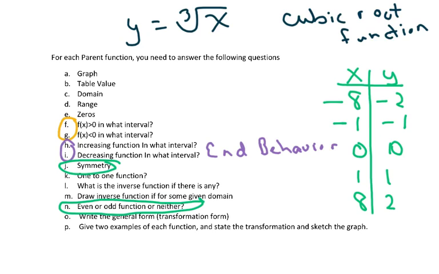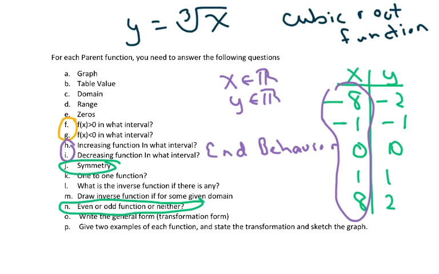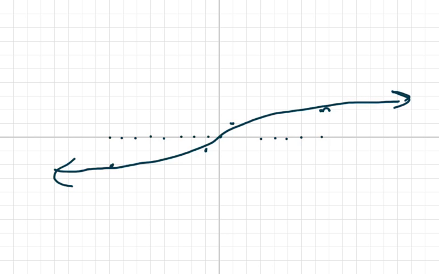Alright? If you look at this, our domain can be all real numbers. I just picked these values to help me graph. And my range can also be all real numbers. So basically the domain is all real numbers. And the range is all real numbers. Alright, let's look at it. I went ahead and graphed it here based on the table.